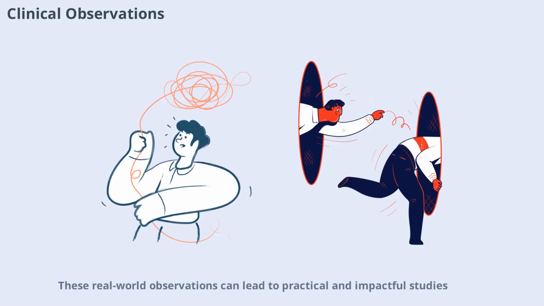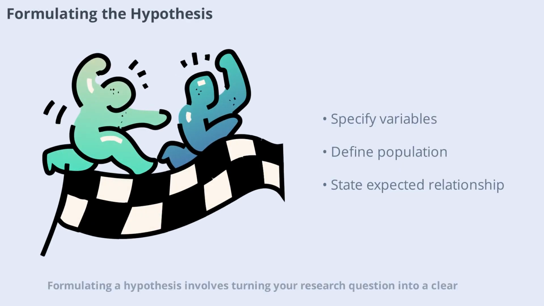These real-world observations can lead to practical and impactful studies, especially when combined with scientific reasoning and evidence from the literature. Formulating a hypothesis involves turning your research question into a clear, testable statement. This means specifying the variables, the population, and the expected relationship. For example, in adults with hypertension, a low-sodium diet will reduce blood pressure compared to a regular diet. This clarity makes it easier to design experiments and analyze results.